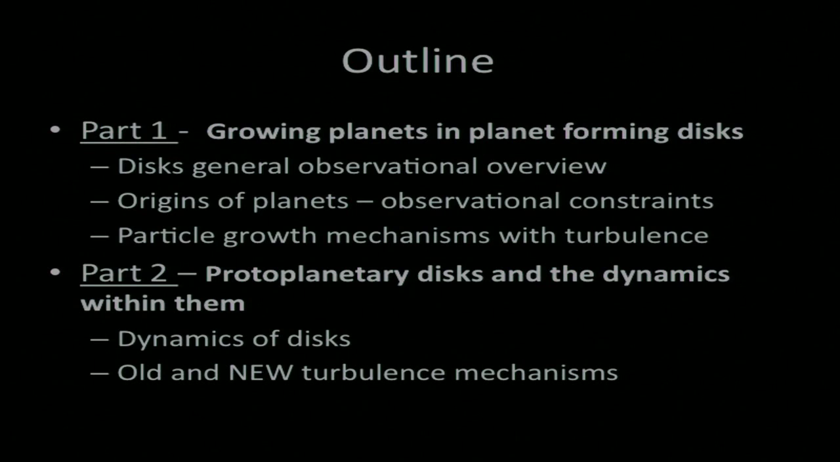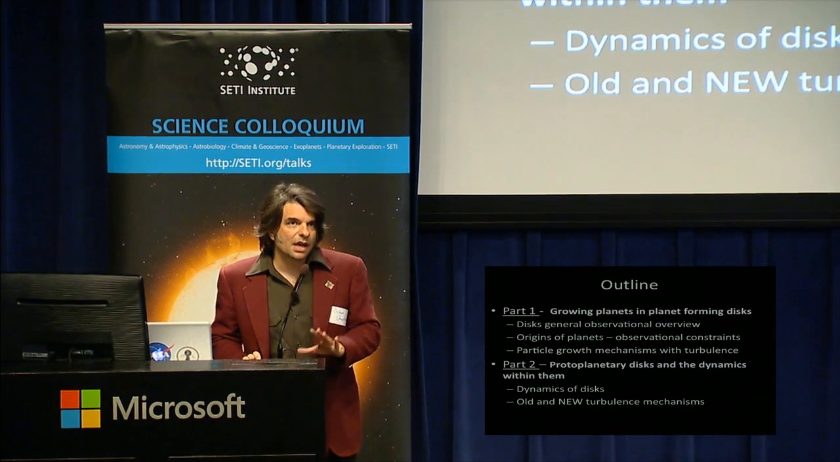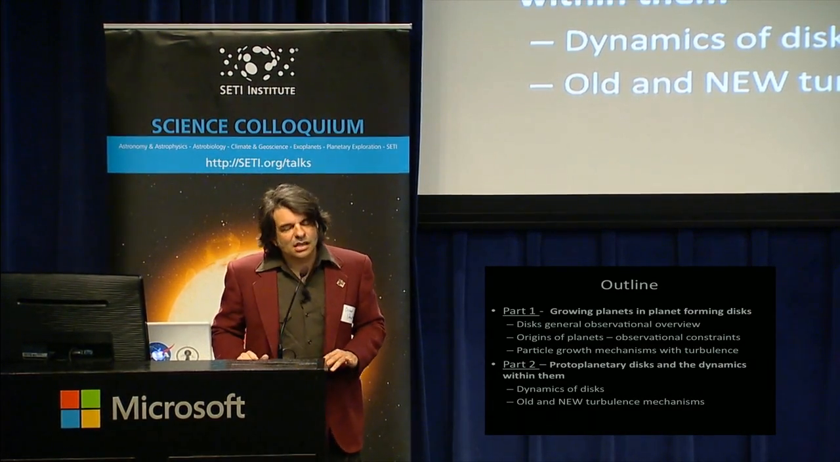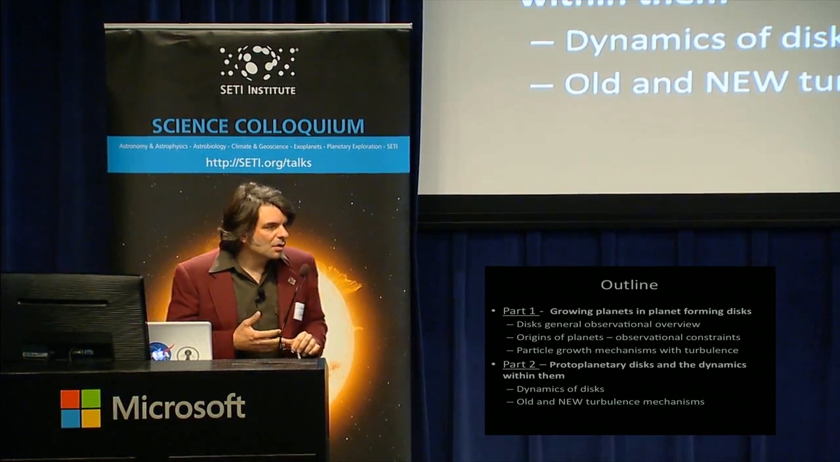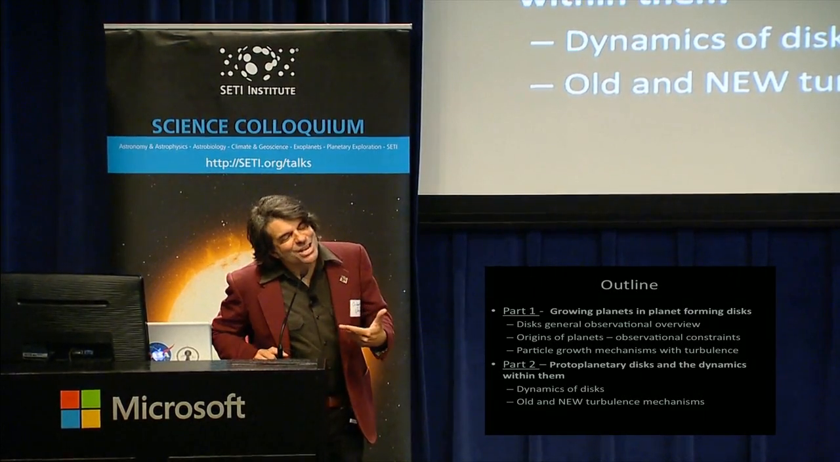The first part of this talk will be pretty short, and I'm just going to give you a basic background on growing planets and planet-forming disks. The broad overview is that I will break it down to a story about disks in general and their observational overview, the origins of planets and observational constraints. I'm not going to propose a definitive storyline here, but I will give you what are considered agreed upon observational constraints. And then I'm going to talk about a little bit more of the dynamics of the particle growth mechanisms in the presence of turbulence. The second part of the talk, where I've done a lot of extensive research, is the question of dynamics within disks. So I'll give you a little bit of background on the dynamics of disks themselves and why it's such a subtle problem. And then I'm going to talk about both old and new disk turbulence mechanisms.